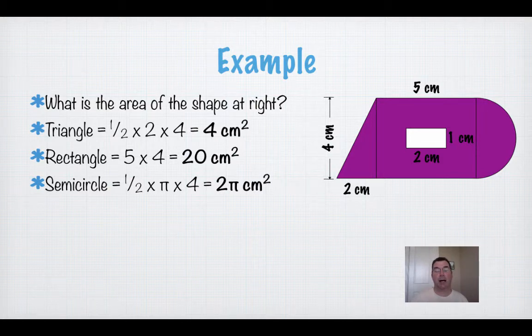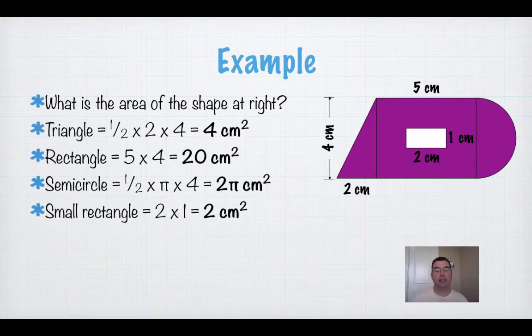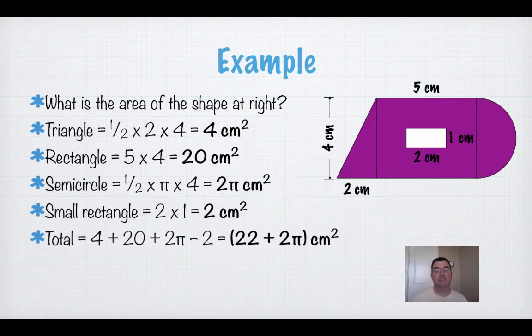That's going to be 2 pi square centimeters, and then that little rectangle that's cut out of the whole shape has a length of 2 and a width of 1, so the area of that is 2. So I'm going to add together all the purple stuff and subtract out the white stuff, and I will get a total of 22 plus 2 pi square centimeters. And like I was saying before, if I wanted to convert this to square millimeters, I would have to multiply the whole thing by 100, not just 10. So the area in square millimeters would be 2200 plus 200 pi square millimeters.